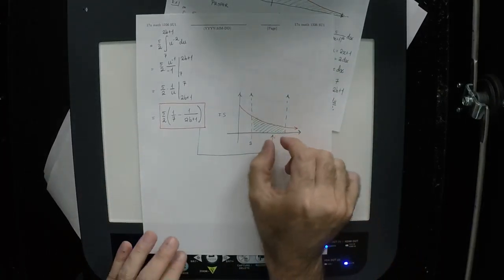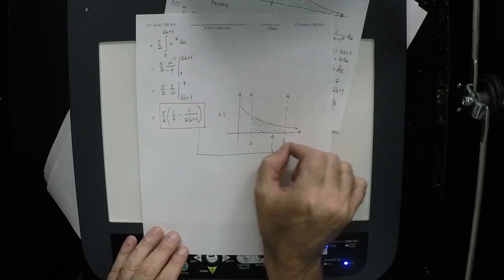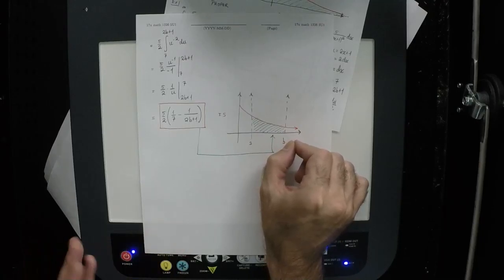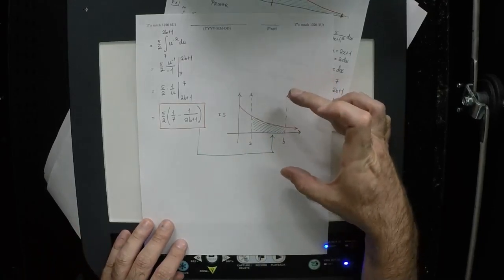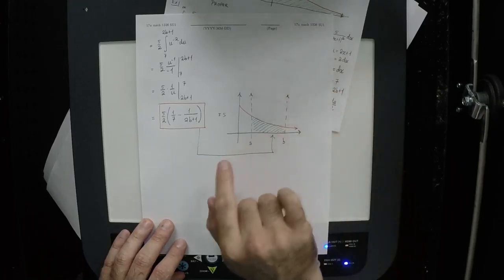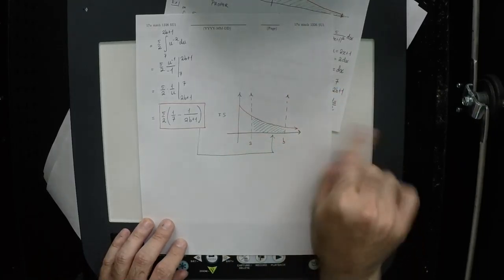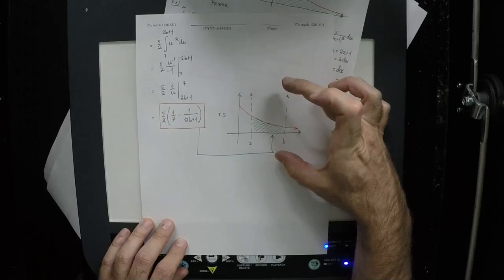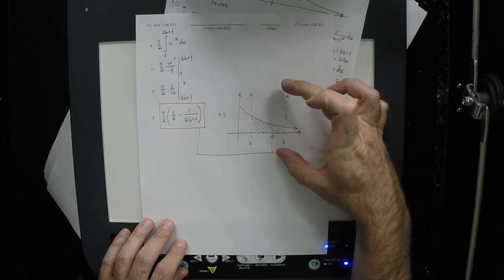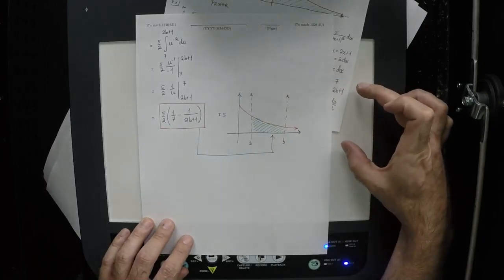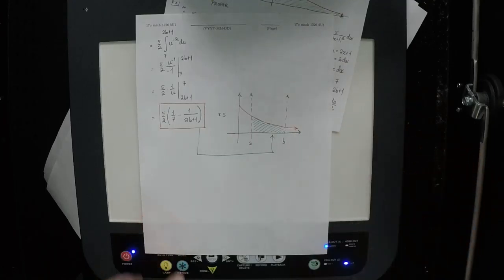And if you could imagine wiggling this b around, that green area would wiggle too. It would get a little more, a little less. And what we're going to say now is, okay, we wanted the area from 3 to infinity. So what needs to happen to this b? It needs to go to the right, all the way to the right.